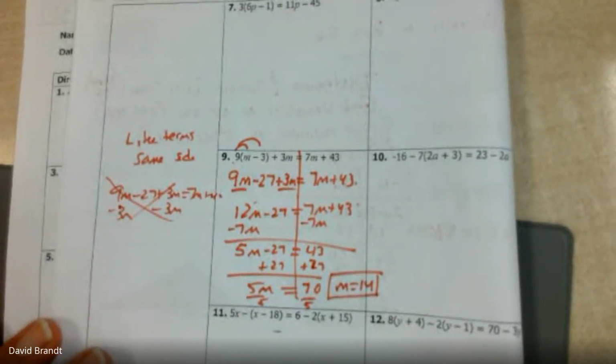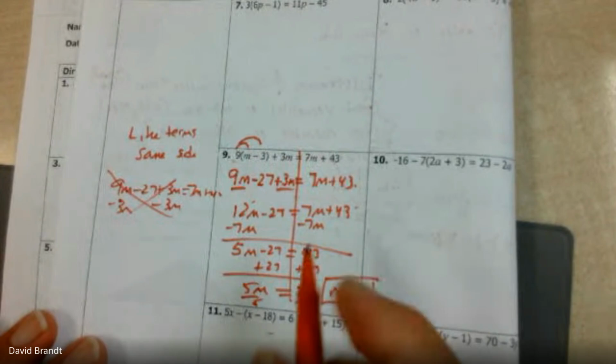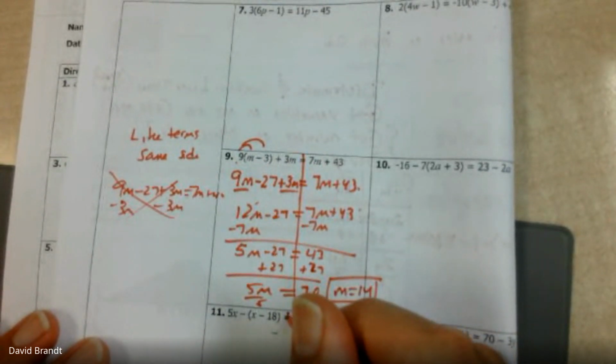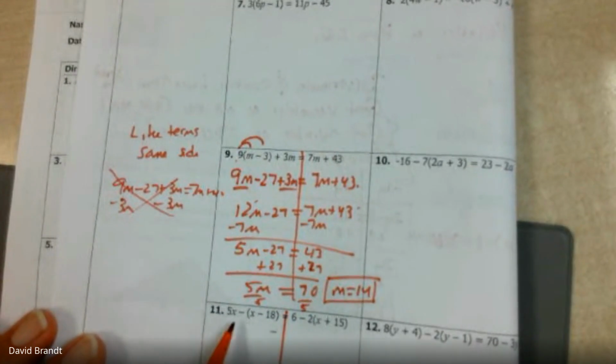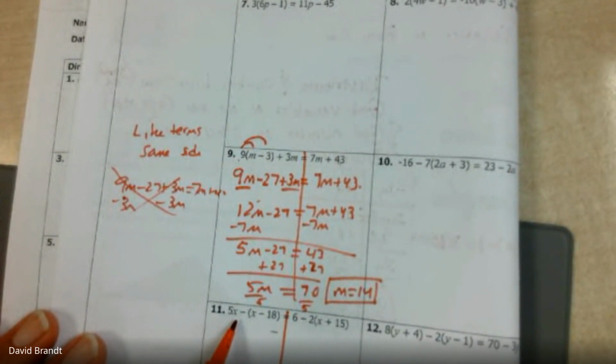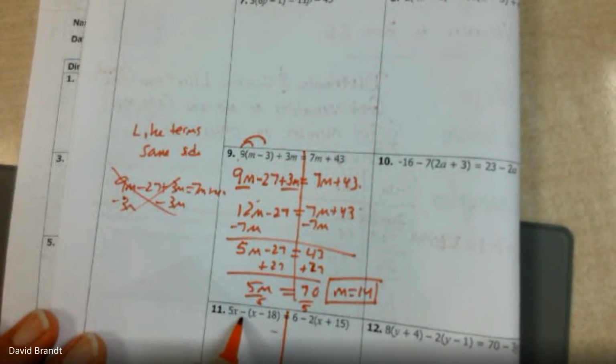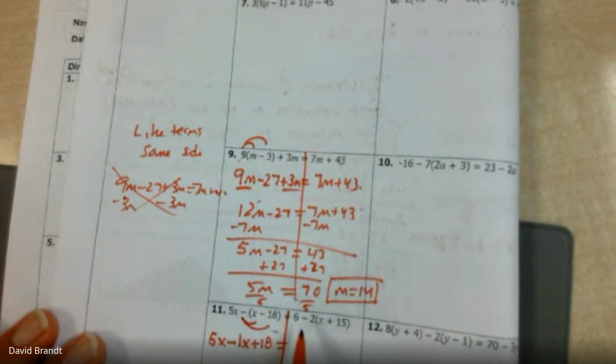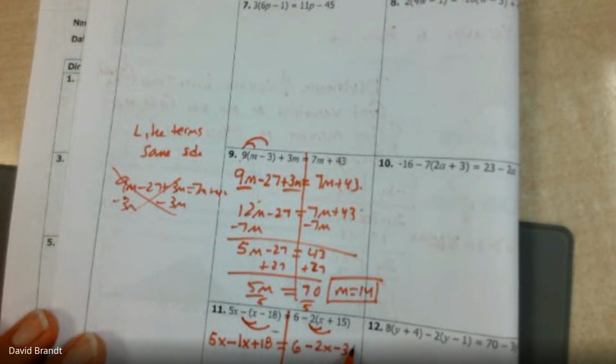All right, last one. Pause if you have to. Pause if you need to catch up. Let me draw my wall. What do you distribute on number 11? You have to distribute a negative. That's going to be 5x minus, I'm going to go ahead and put the 1. You don't have to as long as you know it's there. And then a negative 1 times a negative 18 is a positive 18. Bring down my equals. Now I have to distribute a negative 2. That's going to be 6 minus 2x minus 30.